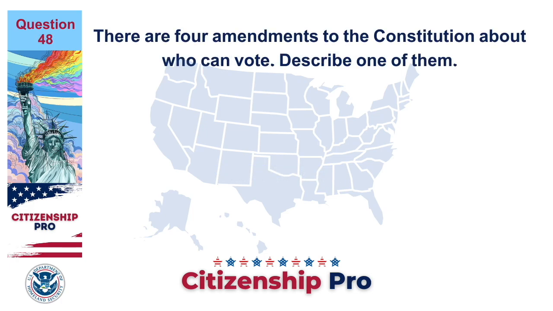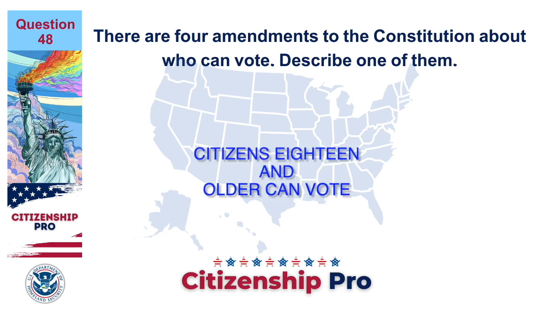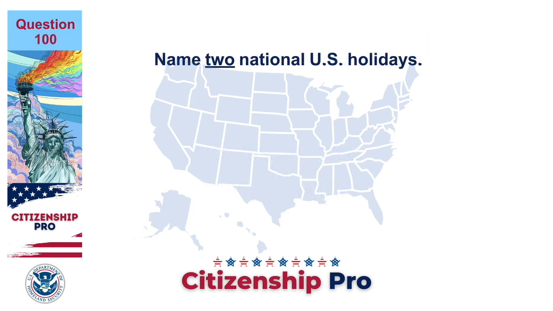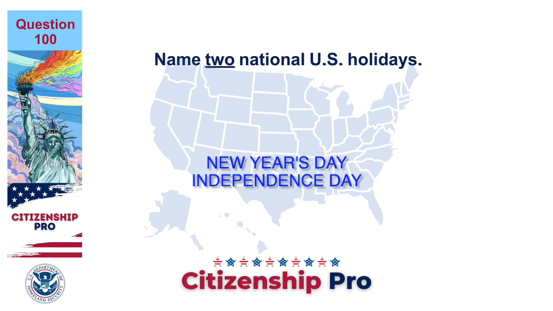There are 4 amendments to the Constitution about who can vote. Describe one of them. Citizens 18 and older can vote. Name 2 national U.S. holidays. New Year's Day, Independence Day.